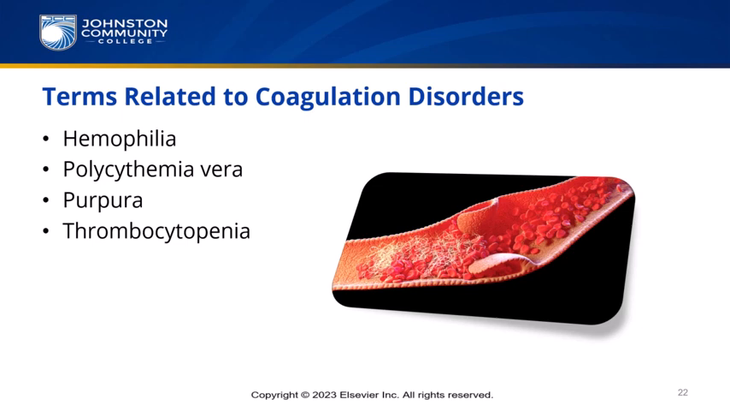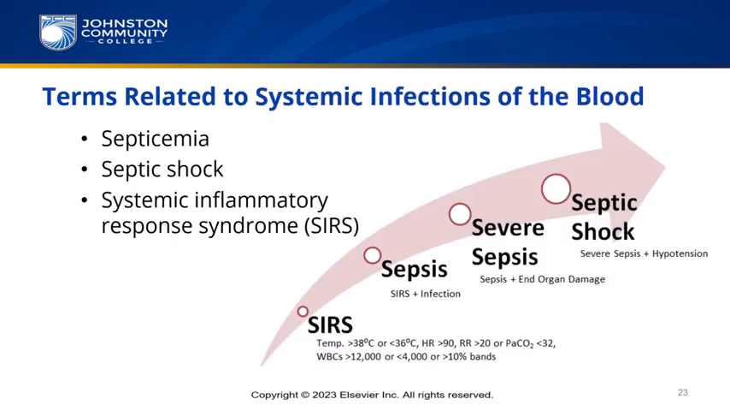Then we have thrombocytopenia. This is a deficiency of platelets, which are thrombocytes, and this causes the inability of blood to clot. This is the most common cause of bleeding disorders. Terms related to systemic infections of the blood. Septicemia, septo is our combining form for infection, and emia is our suffix again for blood condition.